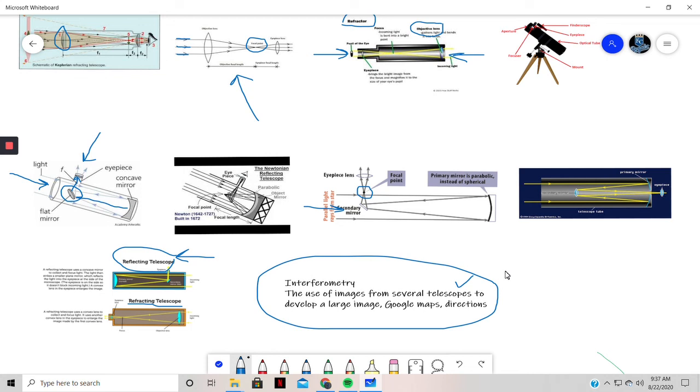That's interferometry. In other words, it's taking information from multiple satellites and processing that into not only a picture or an image, but information. So you can see that in Google Maps. You can see that when you look at these great images from the solar system. A lot of times they've taken multiple telescopes and gotten the image from those and put them together in order to make a great picture.